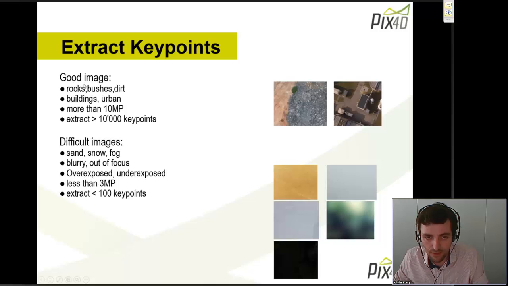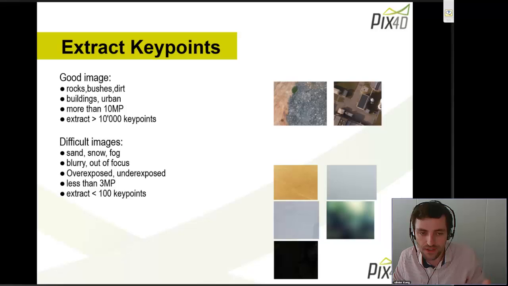In general, good images are rocks, bushes, dirt, building areas, man-made structures, urban areas. These are usually places where you have a lot of texture and interesting content. In addition, we usually recommend to do any type of processing with images with more than 10 megapixel. If you have all of this, it's very likely that per image you will extract at least 10,000 key points.